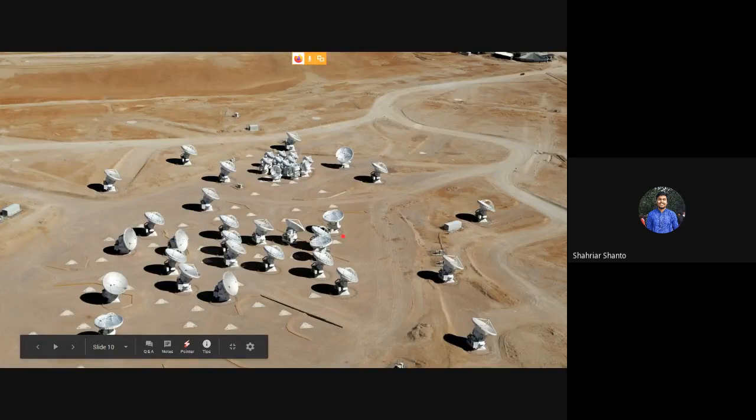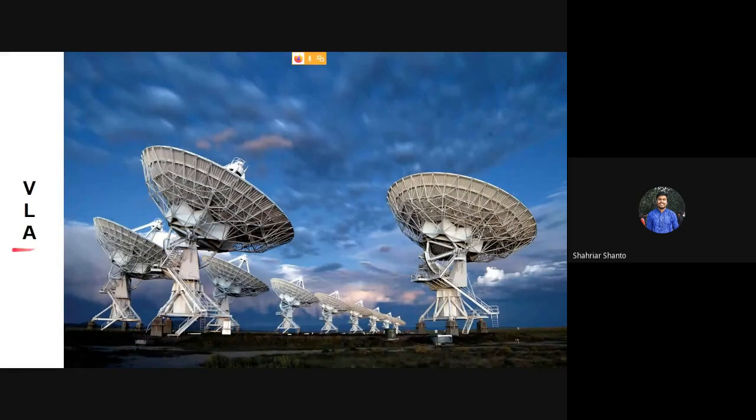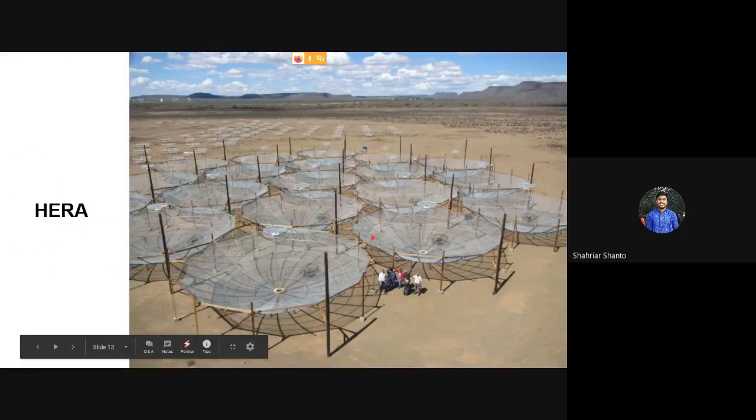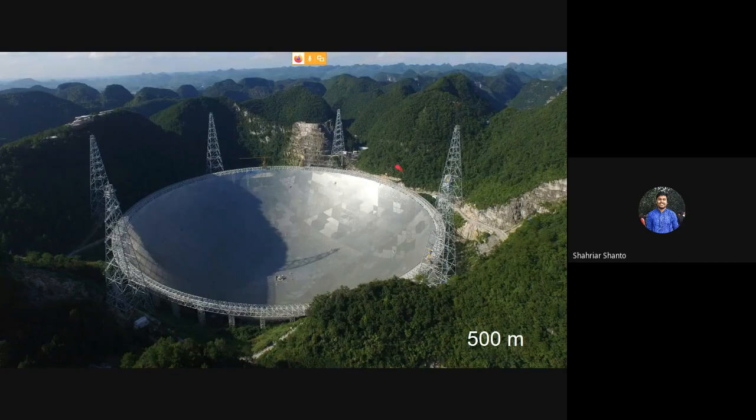Okay, so these are the dishes in the ALMA observatory, ALMA array, some more, and this is the Very Large Array telescopes. And this is the HERA Asad sir was trying to show us. And then this is the largest one, FAST in China. The diameter is 500 meters. And seeing this picture, I have one question: what happens when it rains on here? Something like a drainage system must be there, I guess.